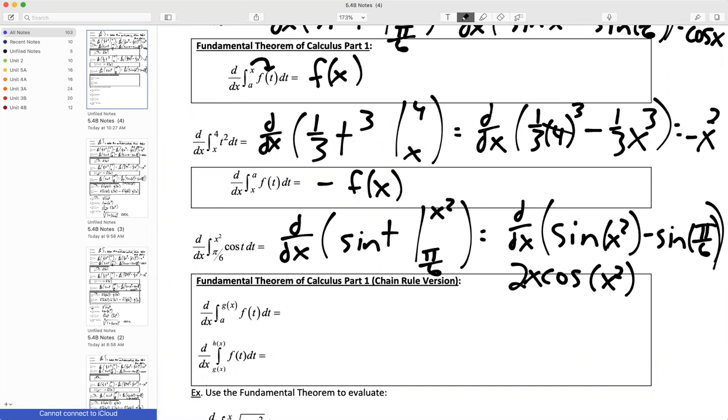So what's the shortcut? Chain rule. Okay, so you're saying if this is the derivative of the integral from a to g of x of f of t dt, I take the g of x and I plug it in, and then multiply times the derivative of the bound.